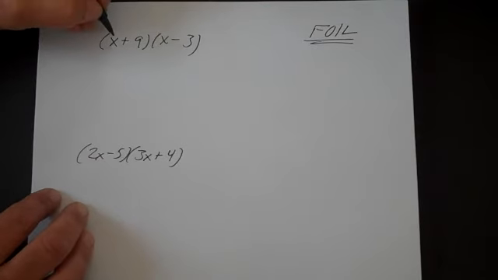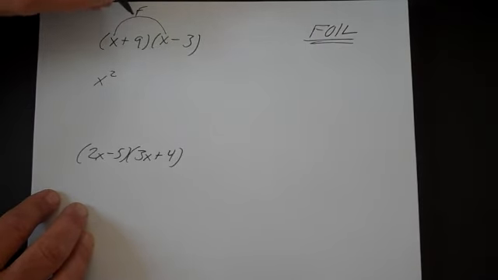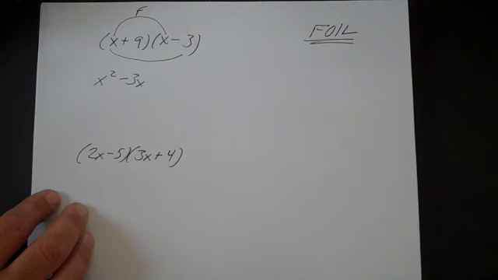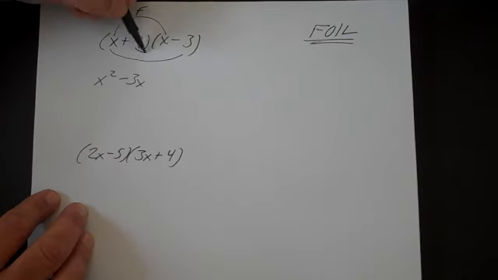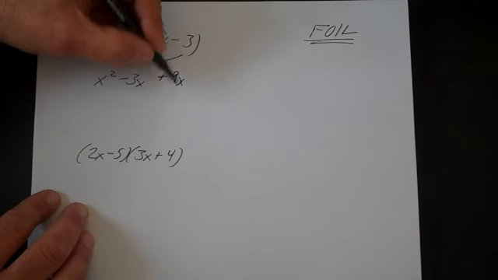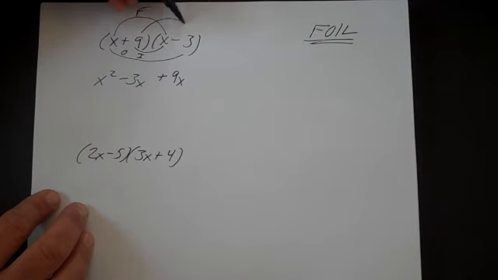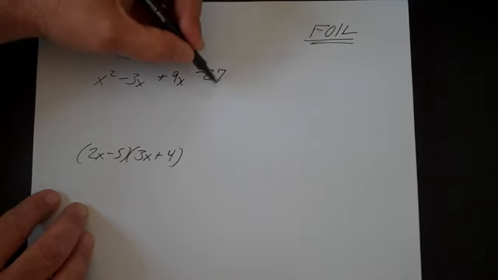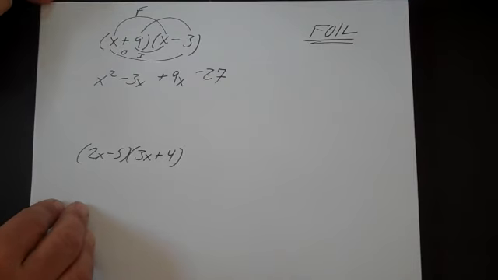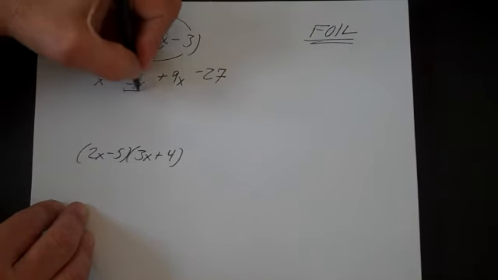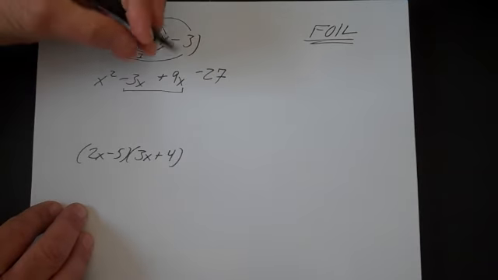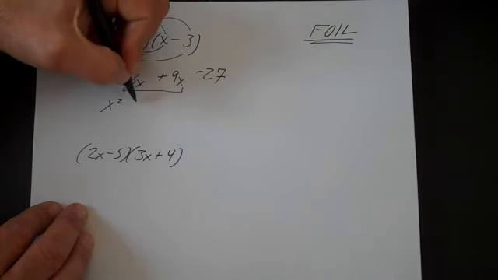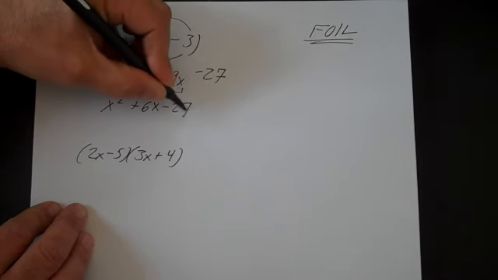And the idea is first you multiply the x times the x, that's F. X times x is x squared. Then the O is the outside, so you take the outside times the outside, so x times a minus 3 is minus 3x. I is for inside, that's right there, so it's F-O-I. 9 times x is a plus 9x. And then last would be the last two terms, so it's 9 times a minus 3 is a minus 27. It's just a different rearranging of distributing, that's all it is. Now these two terms you can combine because it's a minus 3x and a plus 9x, so your final answer is going to be x squared plus 6x minus 27.